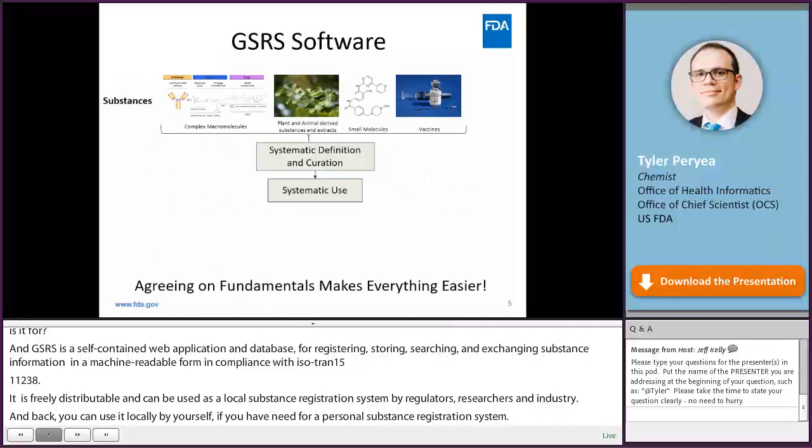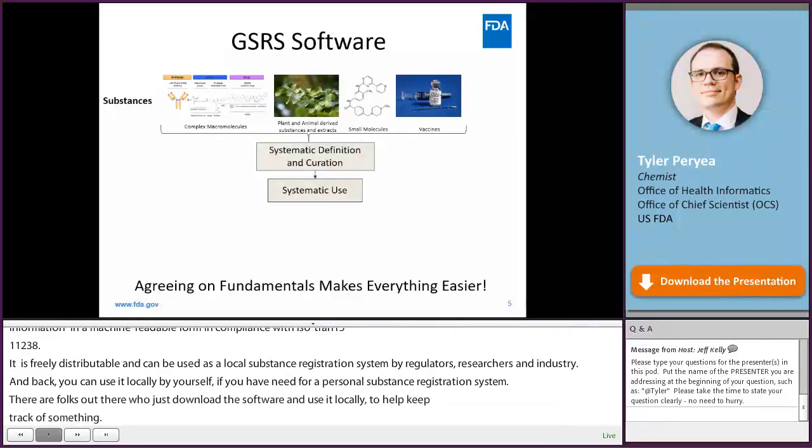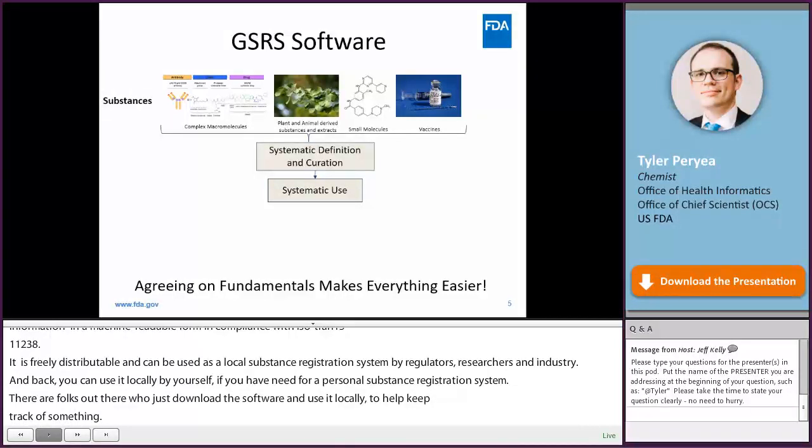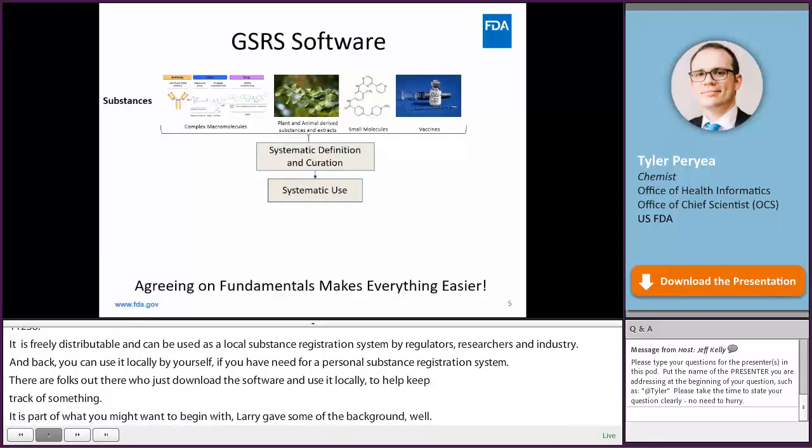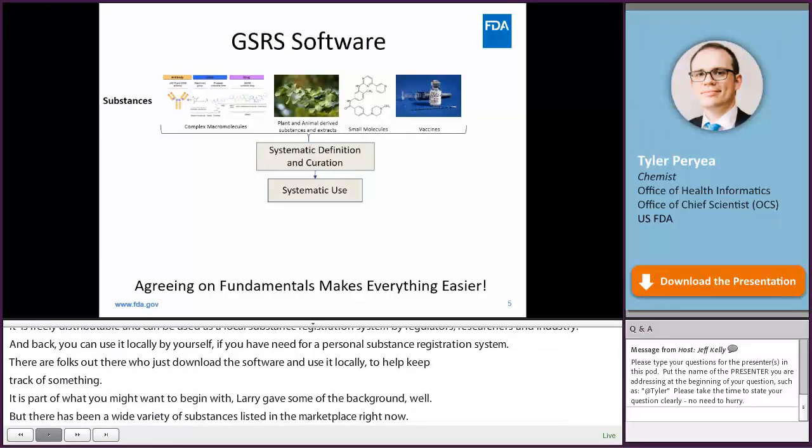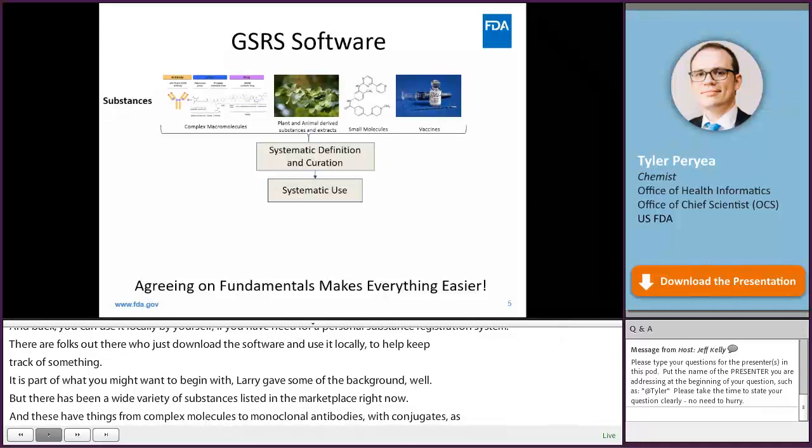So it's part of why you might want this to begin with. Just a little bit of background. Larry gave some of this background as well, but there's a wide variety of substances that exist in the marketplace right now, and these range from complex molecules like monoclonal antibodies with toxin conjugates, as well as plant-derived substances, animal-derived substances, small molecules, and of course vaccines, which can get quite complex.